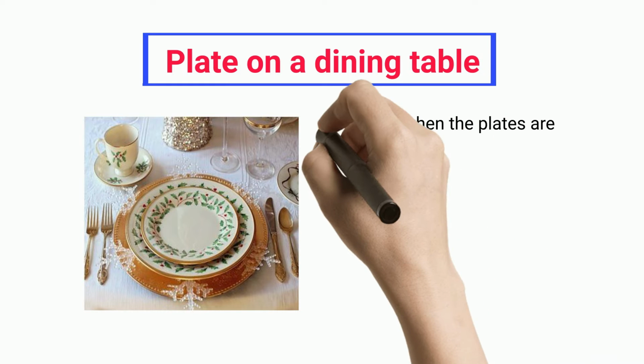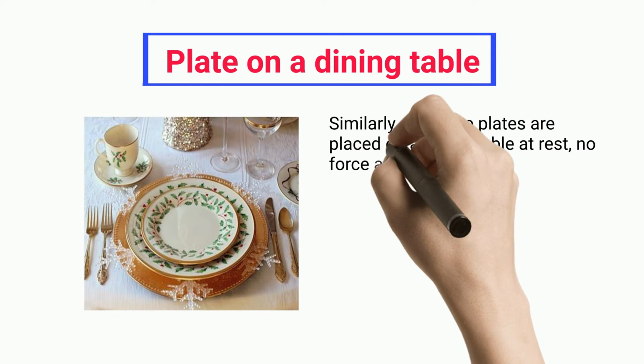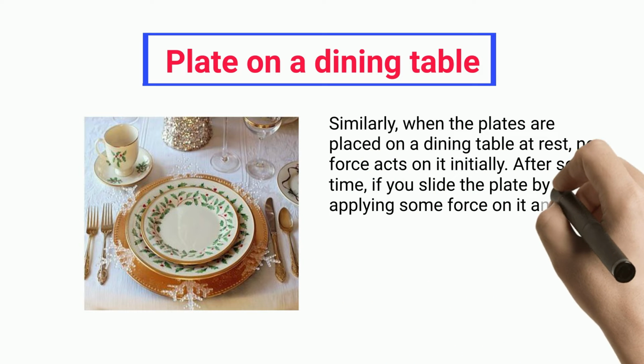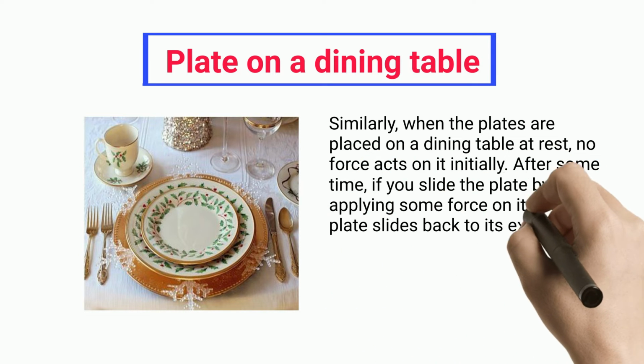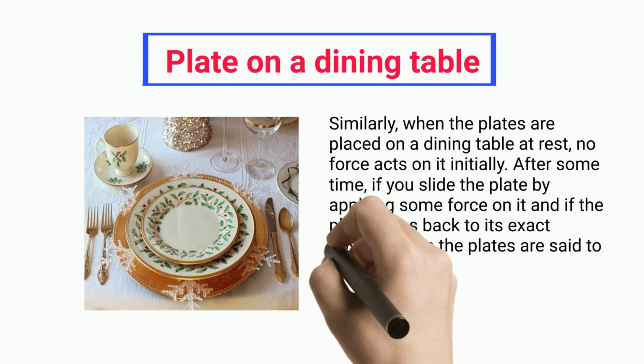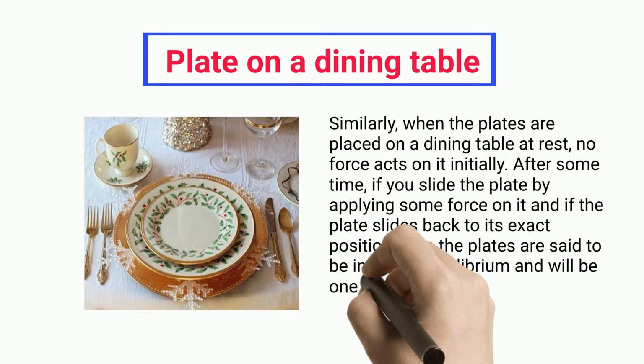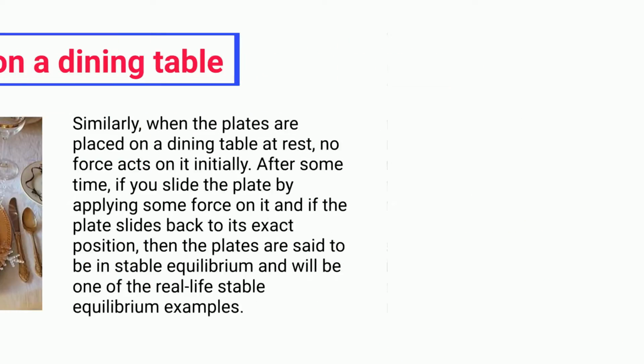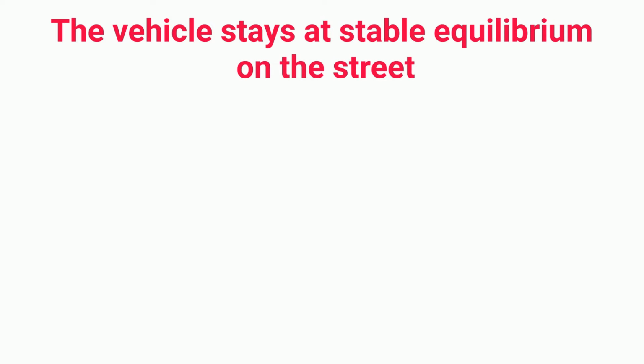Plate on a dining table. Similarly, when plates are placed on a dining table at rest, no force acts on them initially. After some time, if you slide the plate by applying some force on it, and the plate slides back to its exact position, then the plates are said to be in stable equilibrium and are one of the real-life stable equilibrium examples.